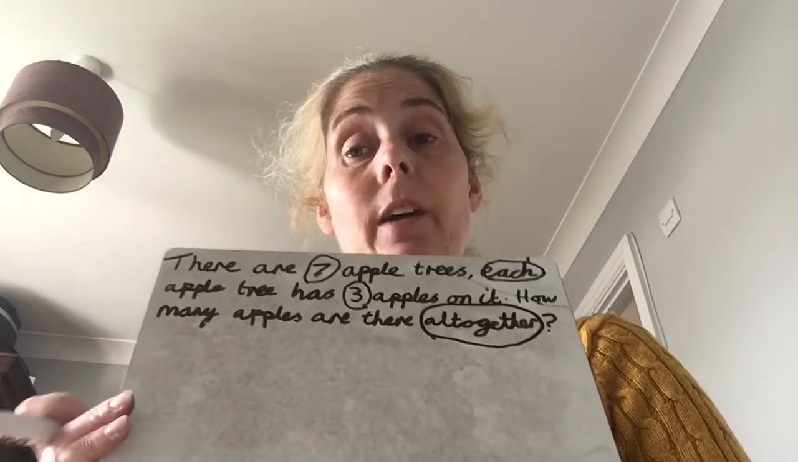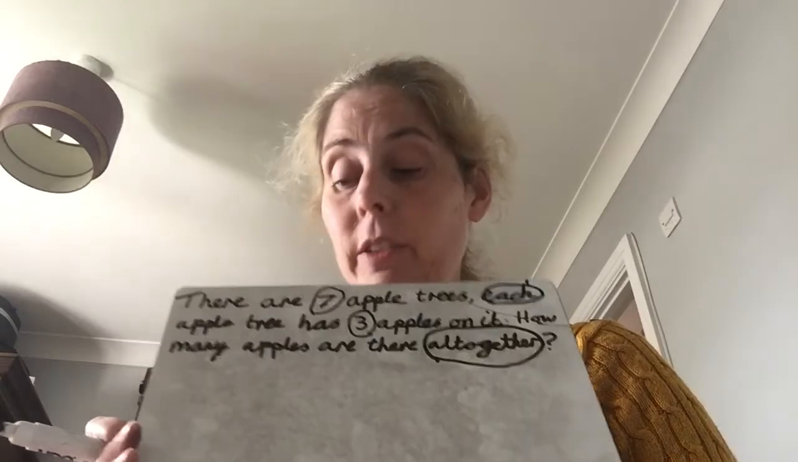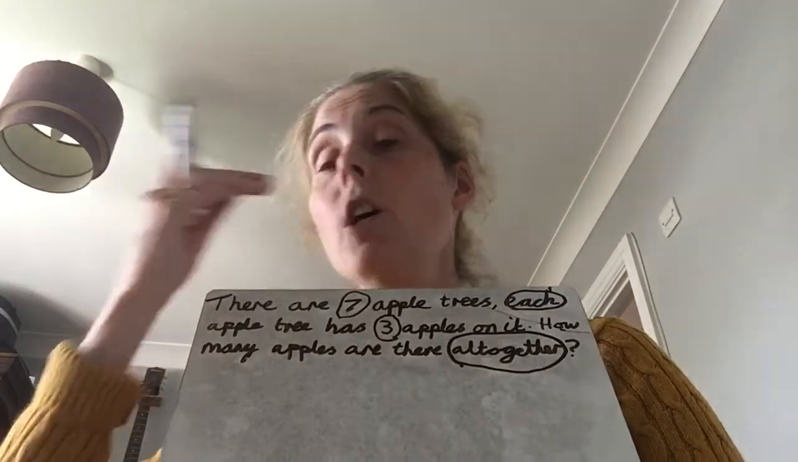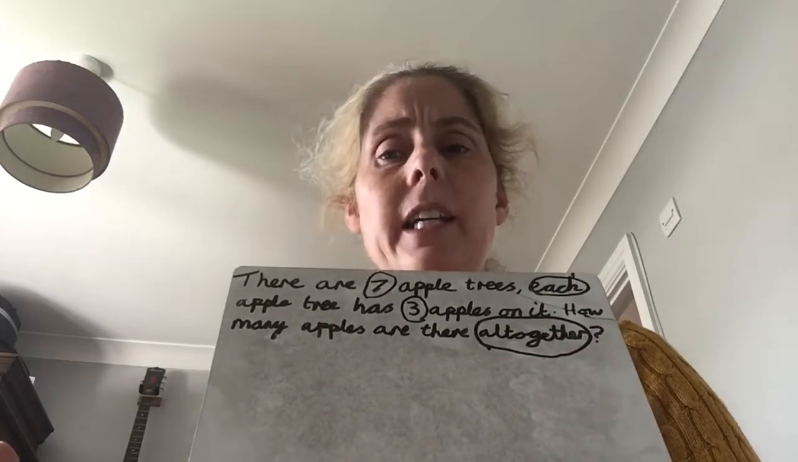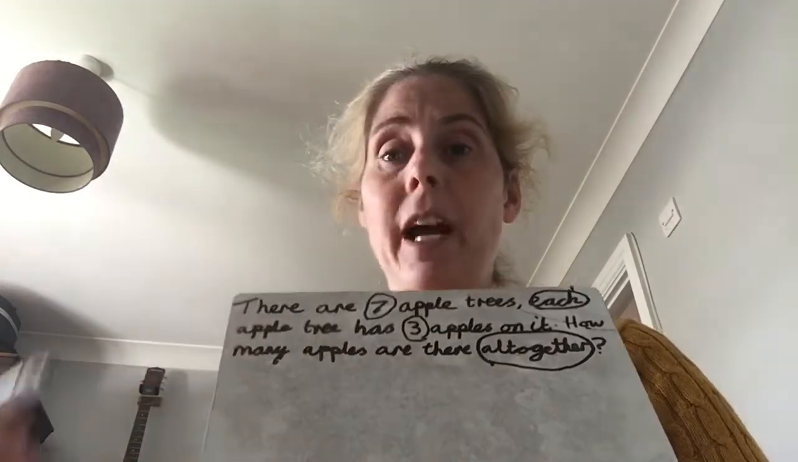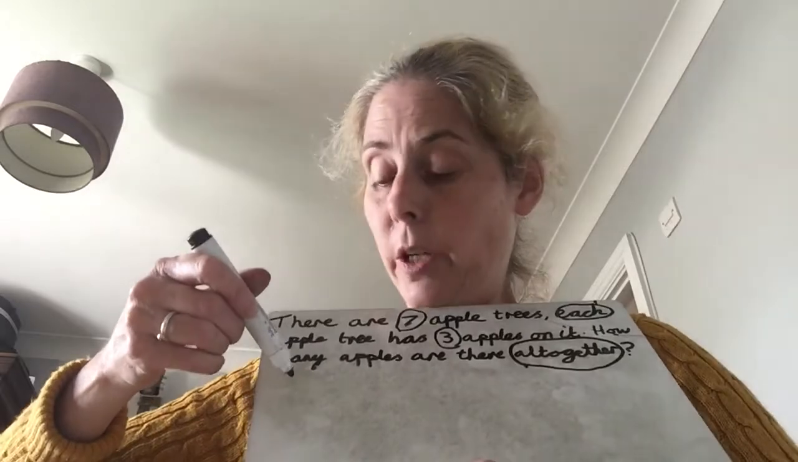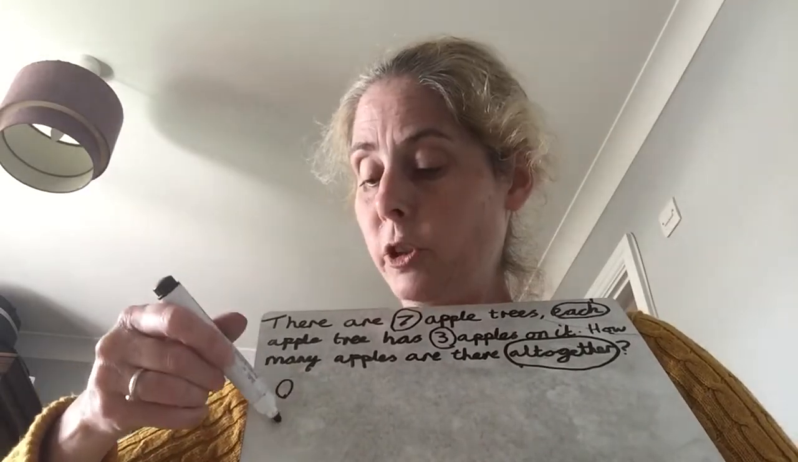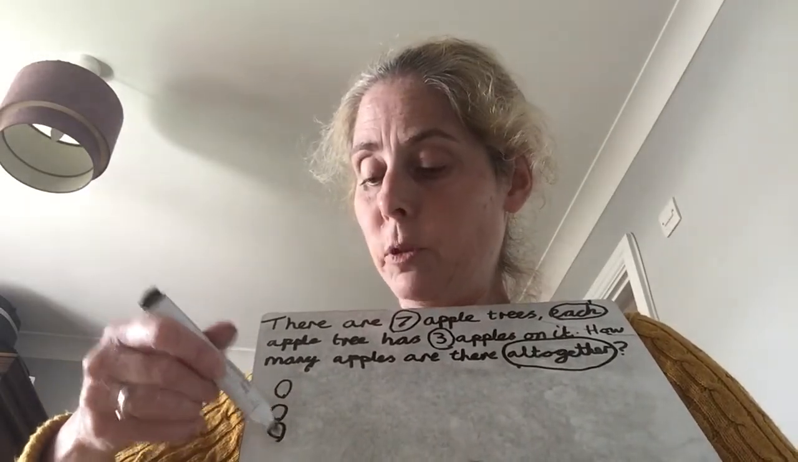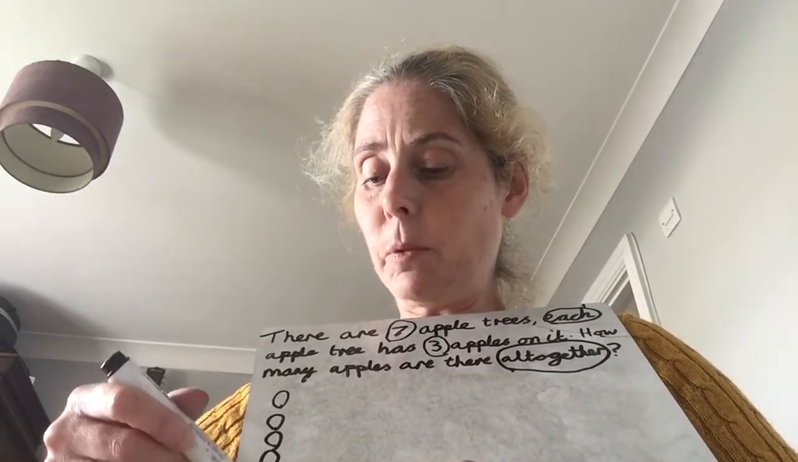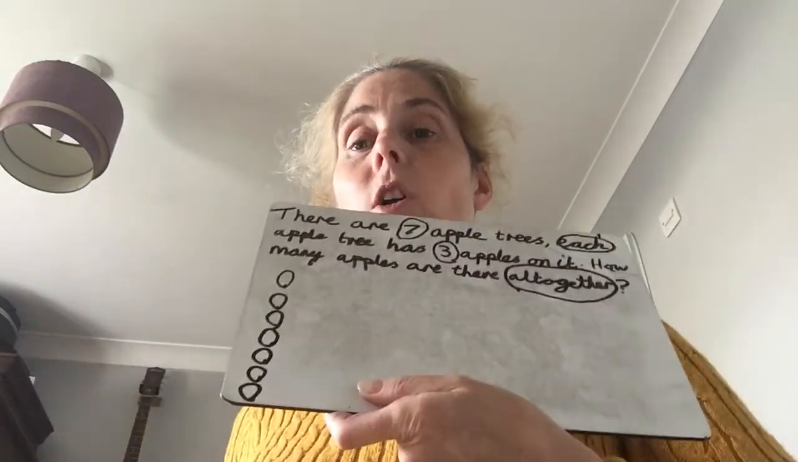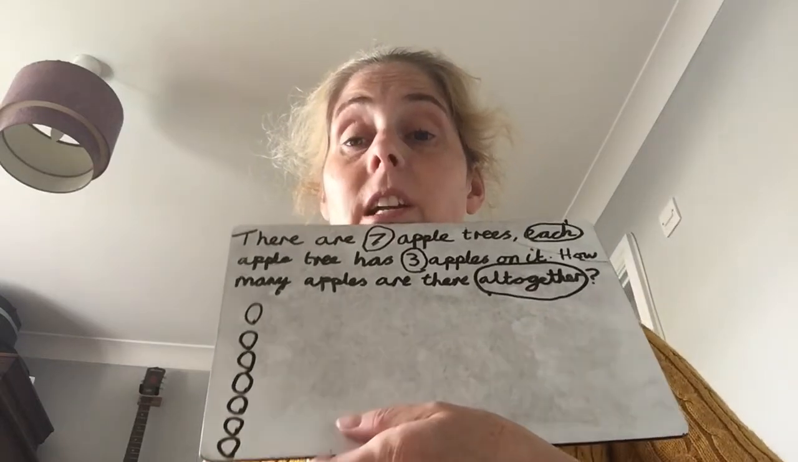Okay, so now it's easier if we draw them out, and it's up to you whether you do it as an array or whether you pretend you've got apple trees. Okay, I'm going to do it as an array. So we've got 7 apple trees. So I'm going to go 1 apple tree, 2 apple trees, 3, 4, 5, 6, 7 apple trees. So I've got my 7 apple trees, okay?